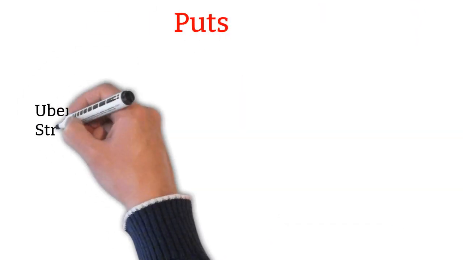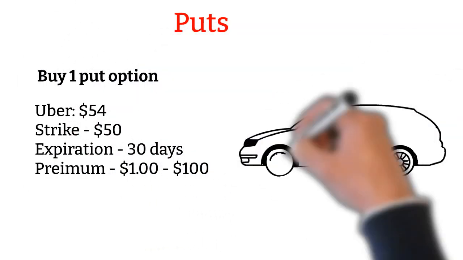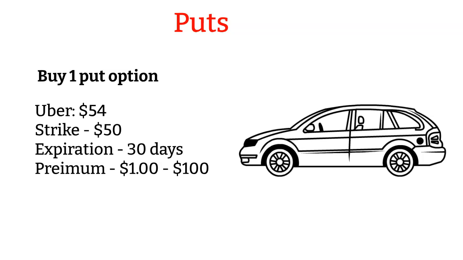Alright, we'll use Uber for our example of buying a put. Today, Uber is trading for $54 per share. Let's say that you have a theory that within 30 days, Uber will be trading for less than $50 per share. So you can go and buy a put contract with a strike price of $50 and an expiration date of 30 days. Right now, these contracts are trading for a premium of $1.